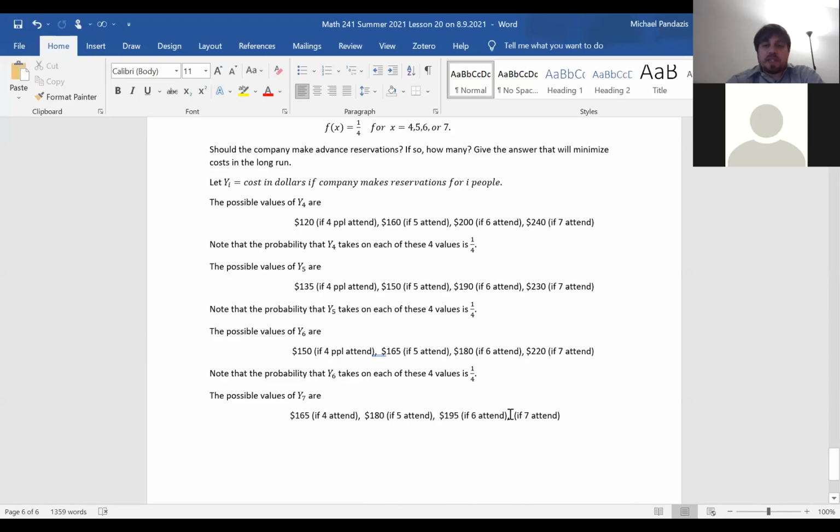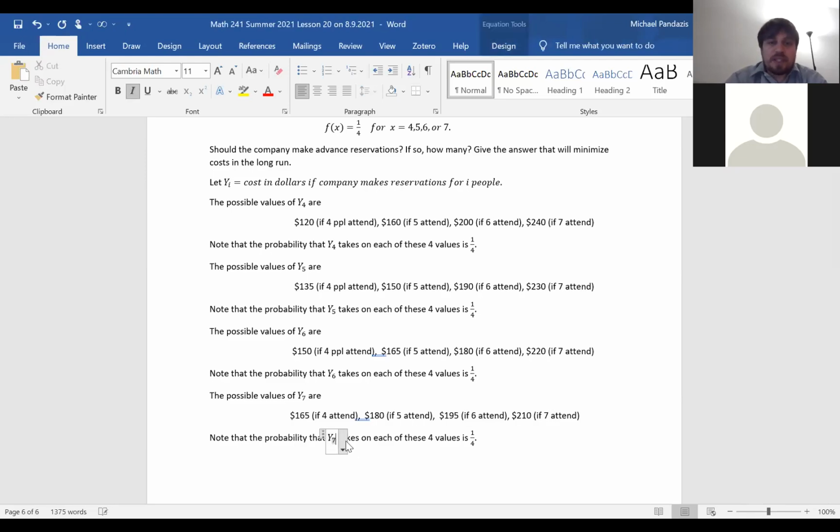And then if 7 people attend, they hit the mark perfectly. All 7 are at the bargain fee of 30, so that's 7 times 30, which is $210. That's $210 if 7 attend. Note that the probability that y sub 7 takes on each of these 4 values is 1/4.